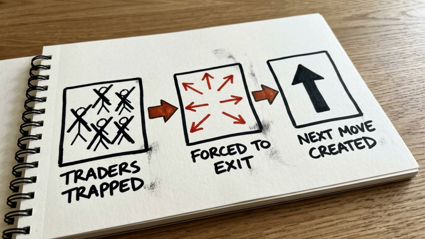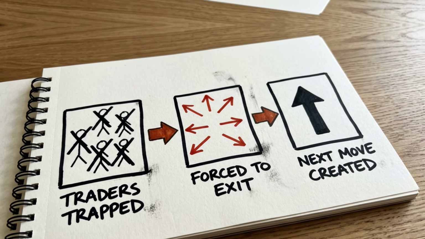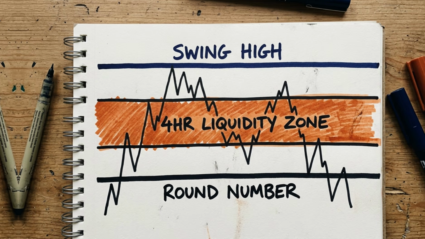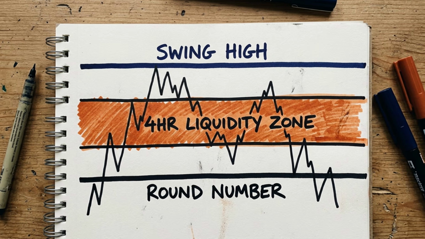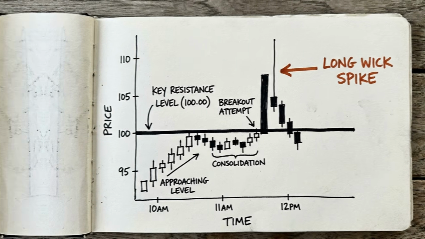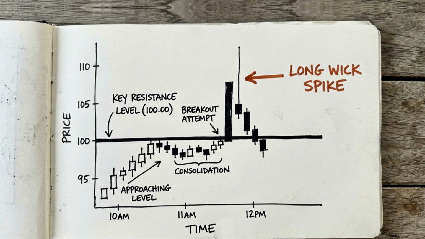Now let's break this down into 3 strategies that work in a real liquidity framework. Strategy 1: the wick rejection. Find a significant level, a daily swing high, a 4-hour liquidity zone, a round number with stop clusters sitting beyond it. Wait for price to spike through that level with a long wick. Then watch the candle close.